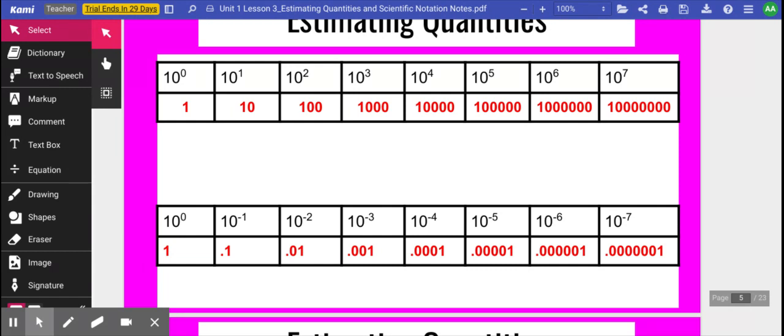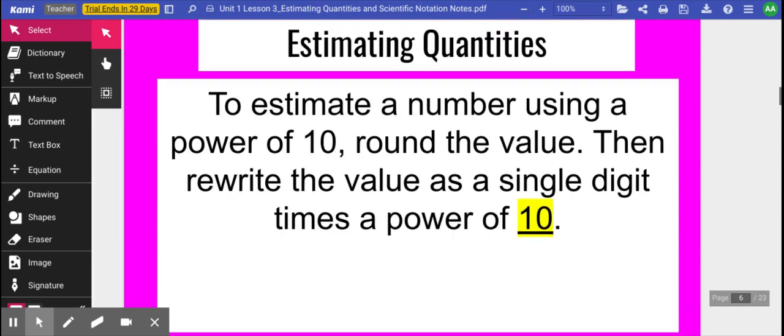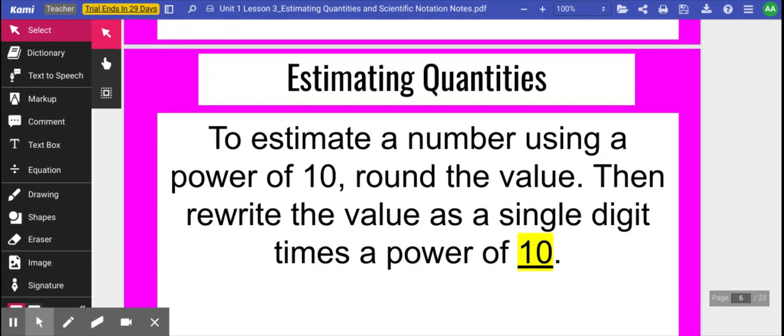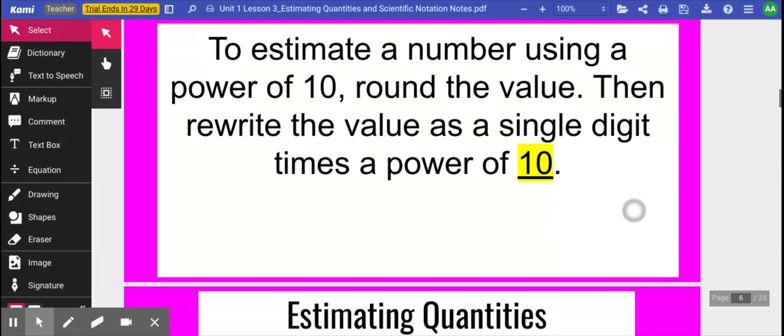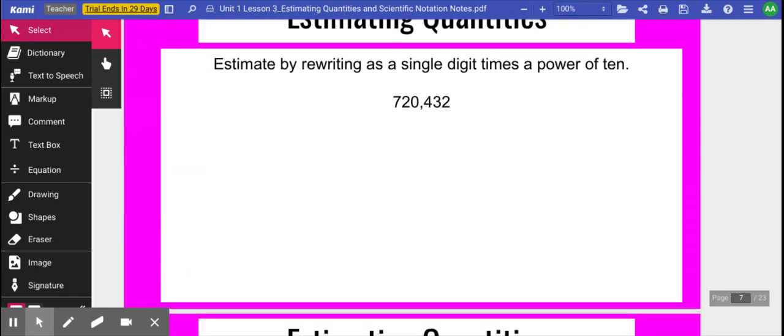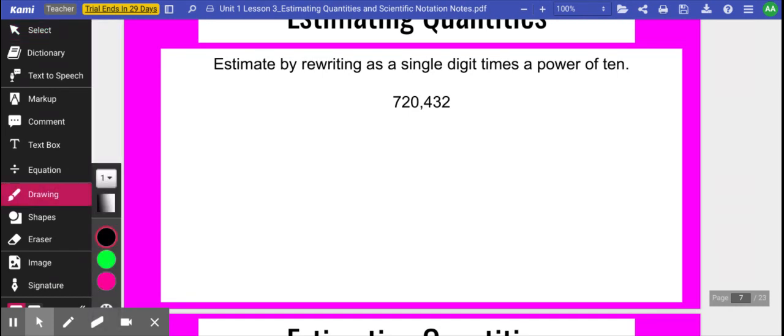We're going to use the information in this chart to estimate different quantities in powers of ten. And to estimate a number using a power of 10, we need to round the value, then rewrite the value as a single digit times a power of 10. So let's estimate by rewriting this number as a single digit times a power of 10. It's understood that my decimal point is at the end of this number, and I need to rewrite it as a single digit times a power of 10. That means I will be moving my decimal point over to the left 1, 2, 3, 4, 5 places.